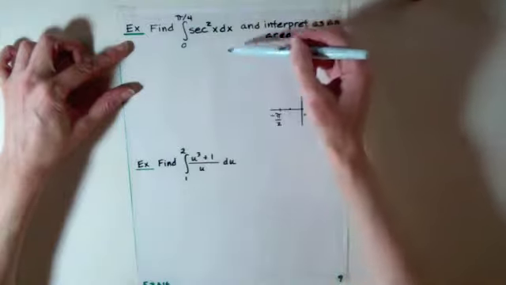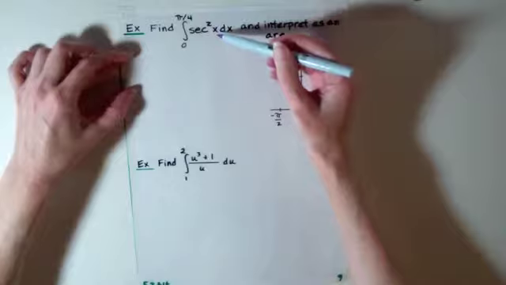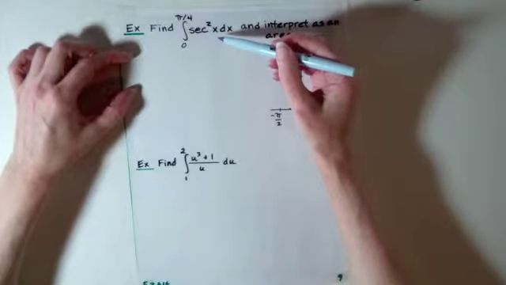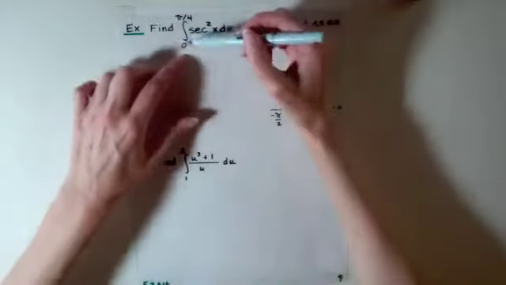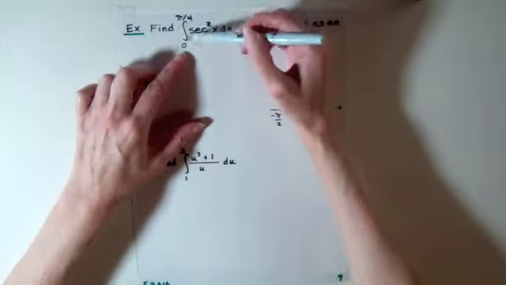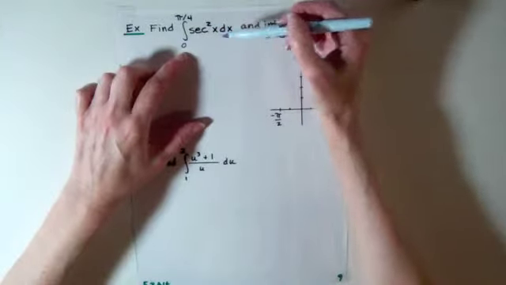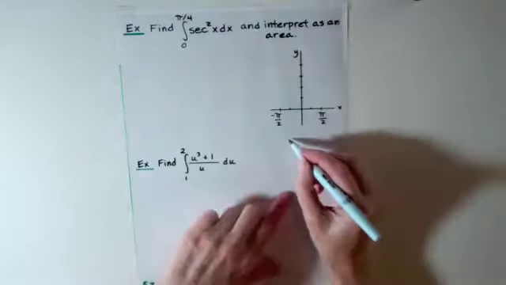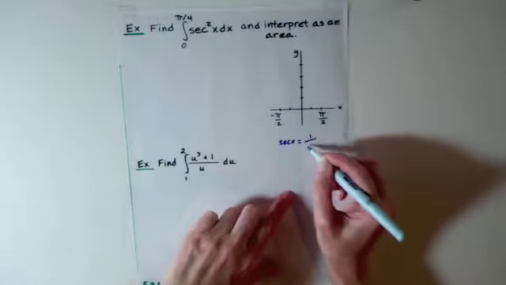Well, I can certainly do this definite integral. Secant squared x is definitely going to be something that's not negative because it's whatever the value of secant x is squared. So I definitely have something that's not negative on this interval. And you might remember that secant x is 1 over cosine x. I'm just going to jot that down here. Secant x is 1 over cosine x.